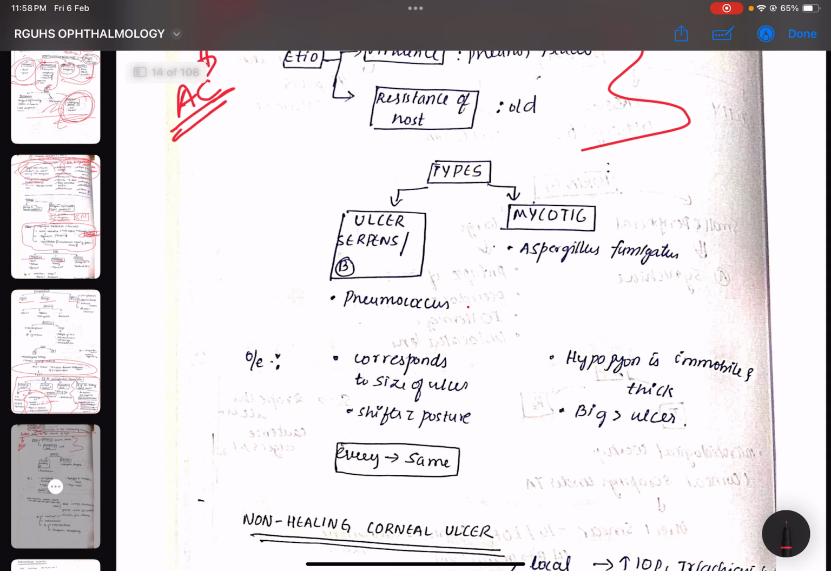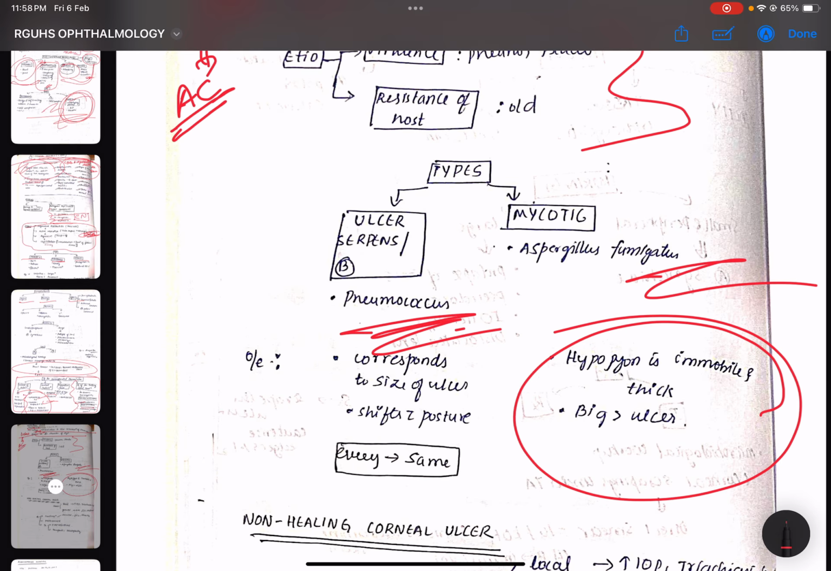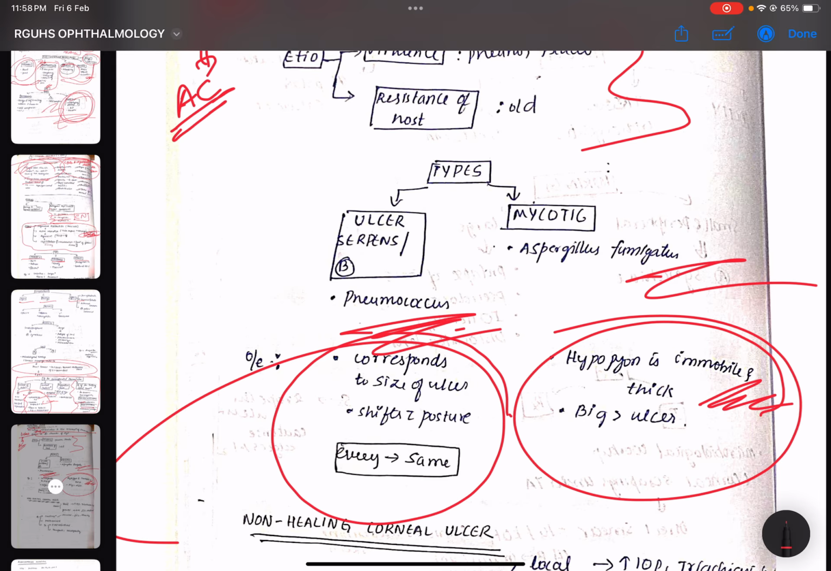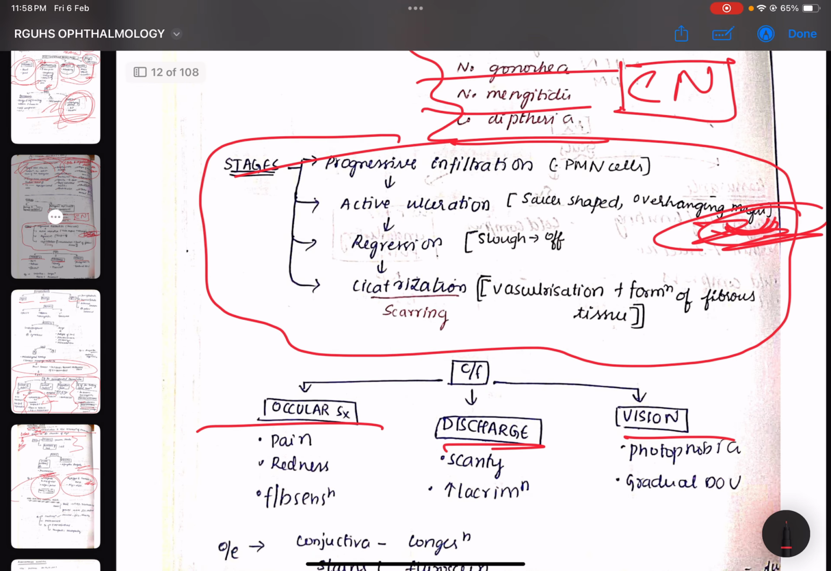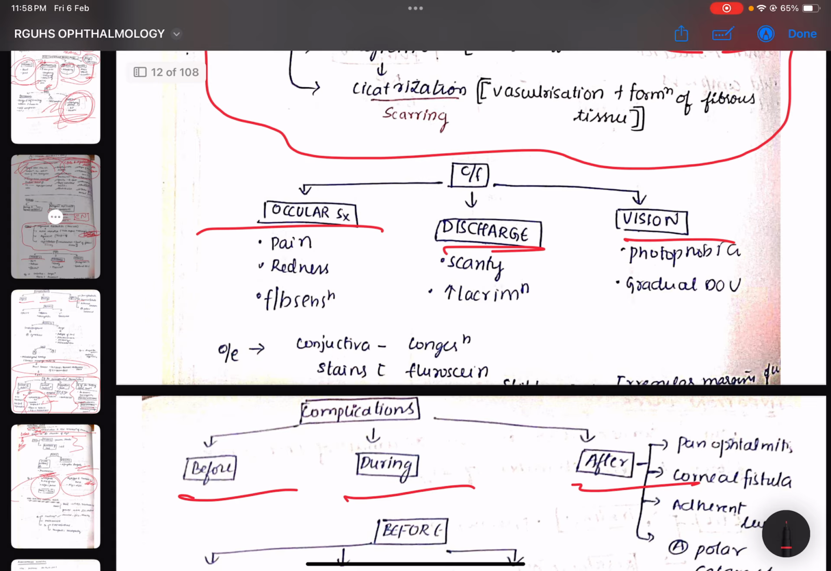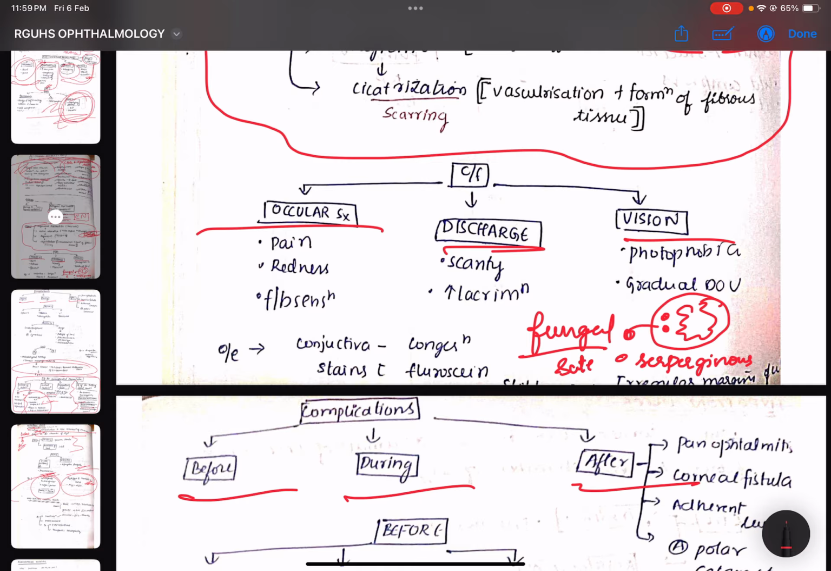Either it might be due to bacteria or fungus. Okay, again, what is a big thing which is a differentiator in the mycotic one? One important thing is that it is immobile and thick. Okay, but here it is the same. Okay, and the shift with procedure, and also examination findings I think I have missed here. So one especially related to fungal I will talk about. Okay, you have to write about serpiginous ulcer and satellite nodules, and also fixed hypopyon.